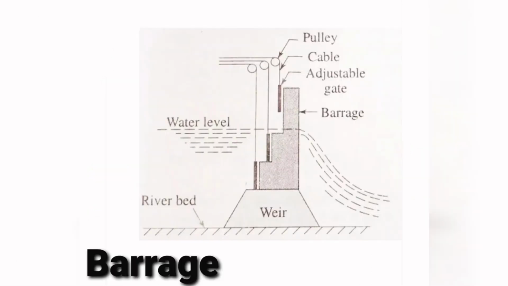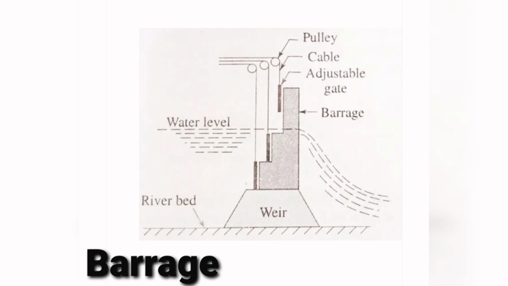Now coming to the barrage. The barrage is an upgradation of weir in which adjustable gates are installed over the weir to maintain the water surface at different levels at different times. So firstly, as you can see in this picture, the weir is constructed, means a barrier is constructed over which the gates are installed so that whenever we want to balance out the water levels, we can open these gates so that water can pass from the upstream side to the downstream side, or maybe in times of need.